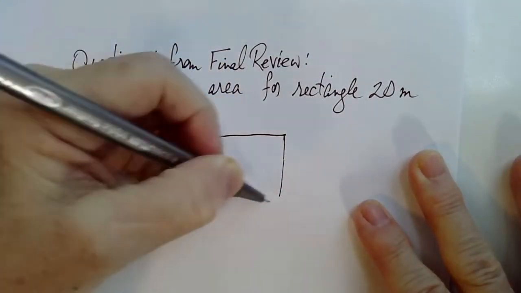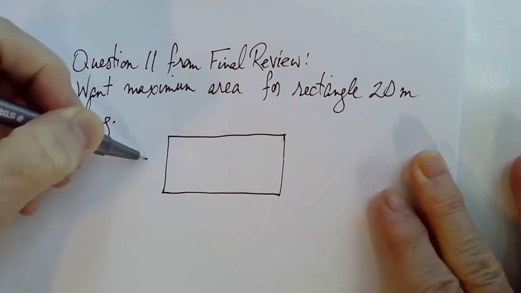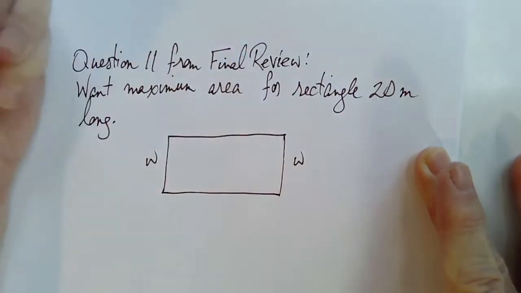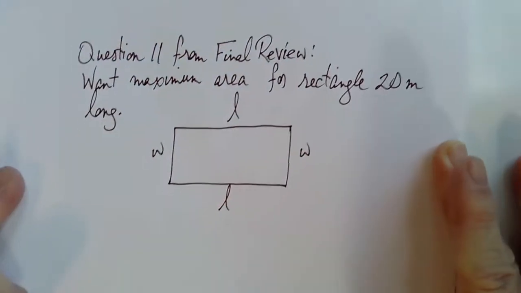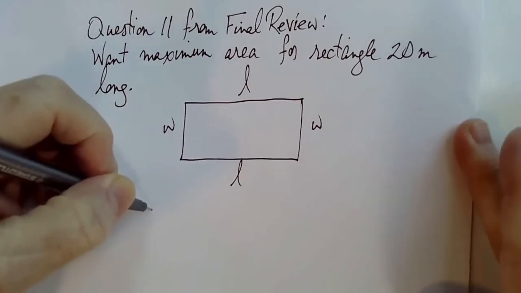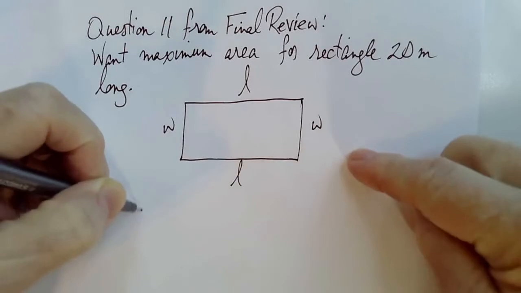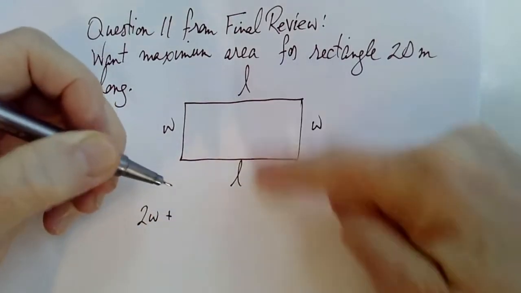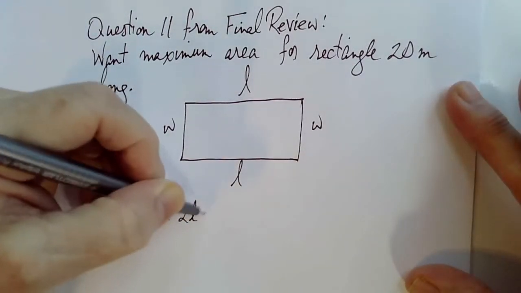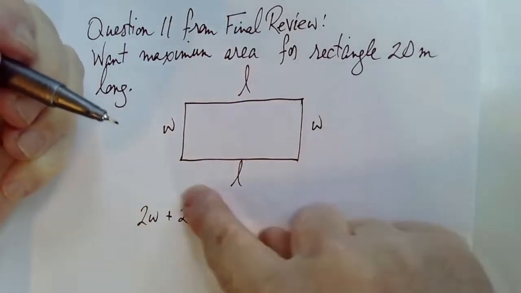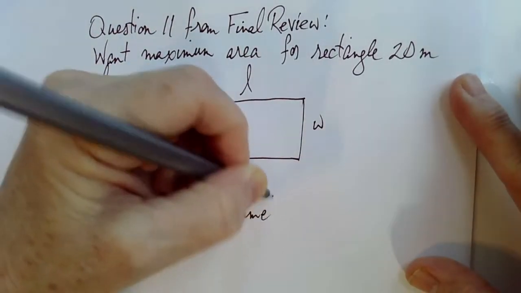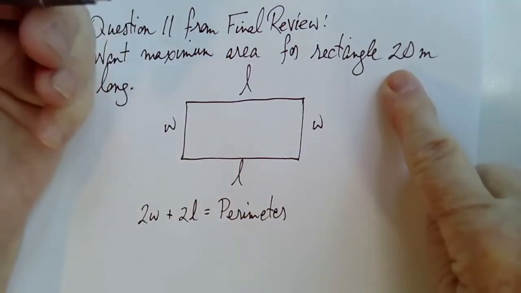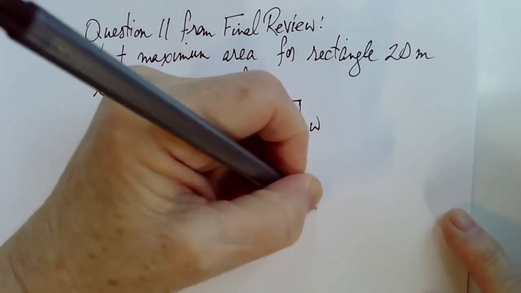It's a rectangle. So whatever the width is on one side, it has to be the same on the other. And whatever the length is on one side, it has to be the same on the other. And we can see that 2W plus 2L will be equal to the distance around the perimeter. But that's going to be our 20 meters.